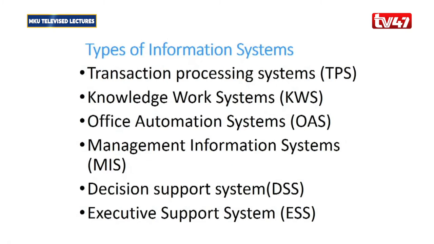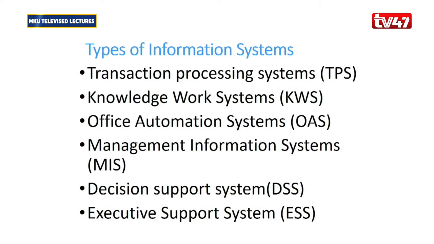Let's look at types of information systems. We have six of them: the transaction processing systems, knowledge work systems, office automation, MIS (management information system), decision support systems, and executive support system. Each of these, very important, works or operates within a specific level within the organization.